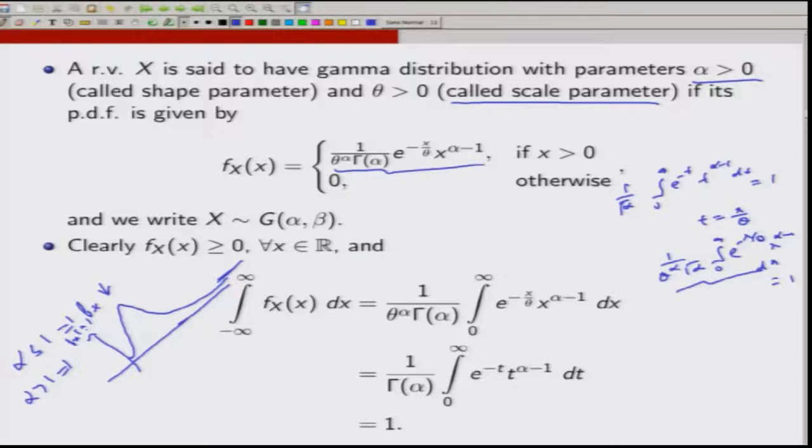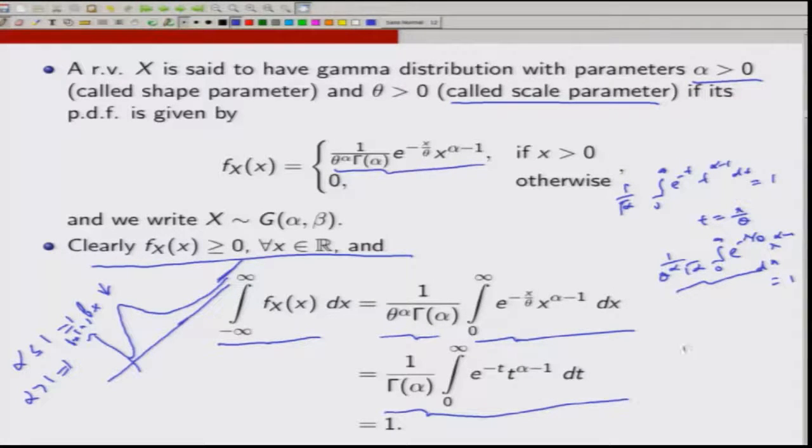So, that is how the PDF of gamma looks like. One can look at it clearly: f_X(x) is greater than or equal to 0, and the integral from minus infinity to infinity of f_X(x) dx is 1 by theta power alpha gamma alpha, integral 0 to infinity e power minus x by theta x power alpha minus 1 dx, which is the same as 1 upon gamma alpha because I put x by theta as t. So dx by theta becomes dt, and then you simplify, it turns out to be 1 upon gamma alpha integral e to power minus t, t to power alpha minus 1 dt, which turns out to be 1. So, it is a proper PDF.